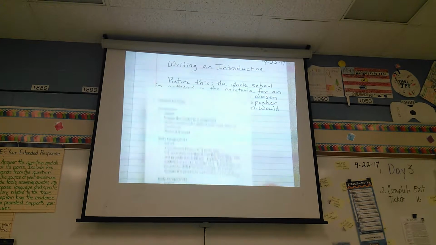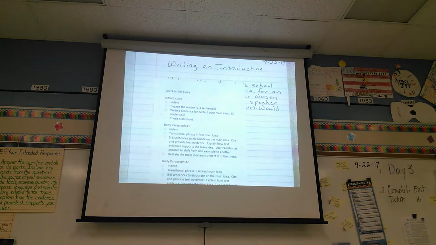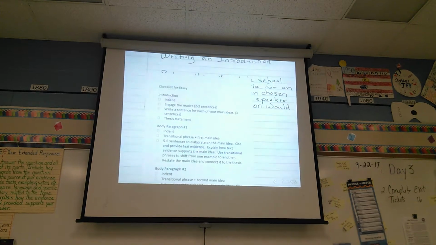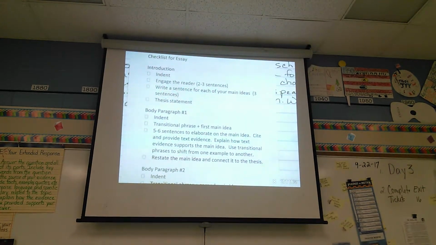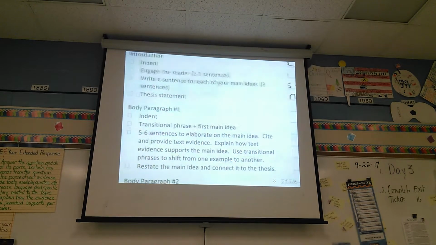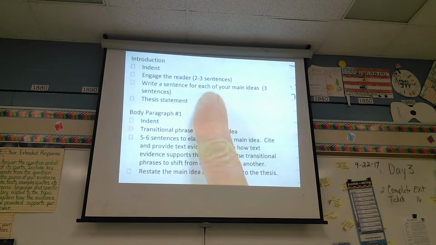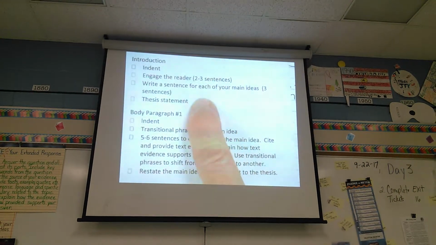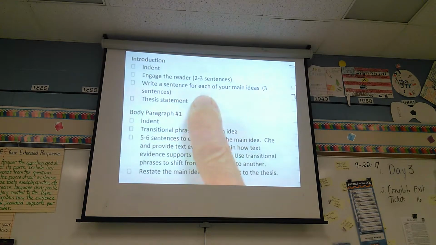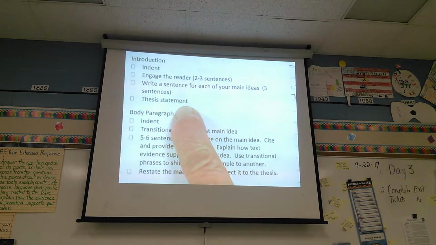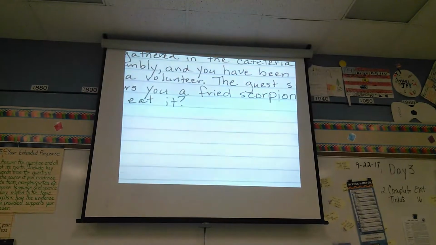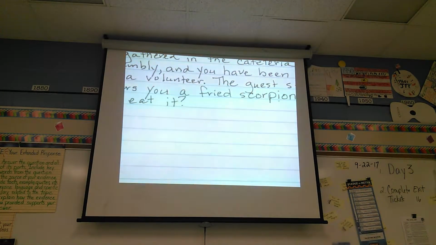Now remember when we looked at the sample essay at the very beginning of this unit of study, and we found the elements of the essay, we noticed that the introduction begins with the engagement, but then right after that, we're going to have 3 sentences, one for each of our main ideas. Let me show you how easy this is going to be. So you have your engagement, your hook, 2 to 3 sentences, a sentence for each of your main ideas, and then your thesis statement. And writing the introduction now becomes super easy.